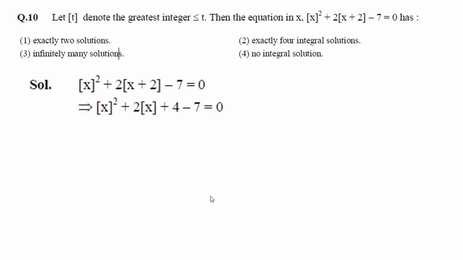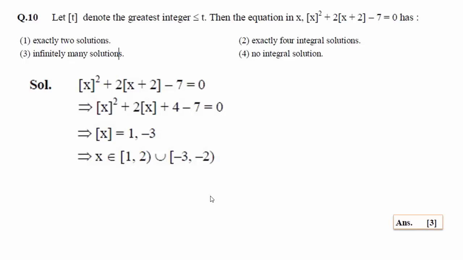Solution. [x] square plus 2[x] plus 2 minus 7 equals 0. This implies that [x] square plus 2[x] plus 4 minus 7 equals 0. This implies that [x] must be equal to 1 or minus 3. This implies that x belongs to [1, 2) union [minus 3, minus 2). Hence, the correct option is 3. It has infinitely many solutions.